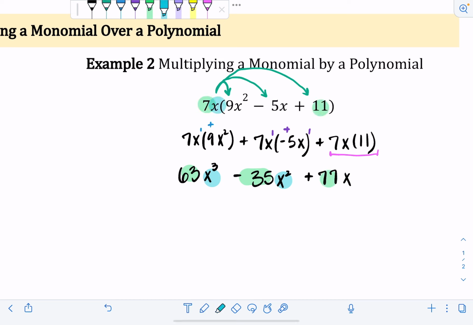And then the x, I don't have anything to multiply it by, so it just stays the same. It just kind of tacks on at the end. You never have to skip that middle step like this one right here, but just know that as you get comfortable, you definitely can. So final answer, 63x to the third power, or x cubed, minus 35x squared plus 77x.